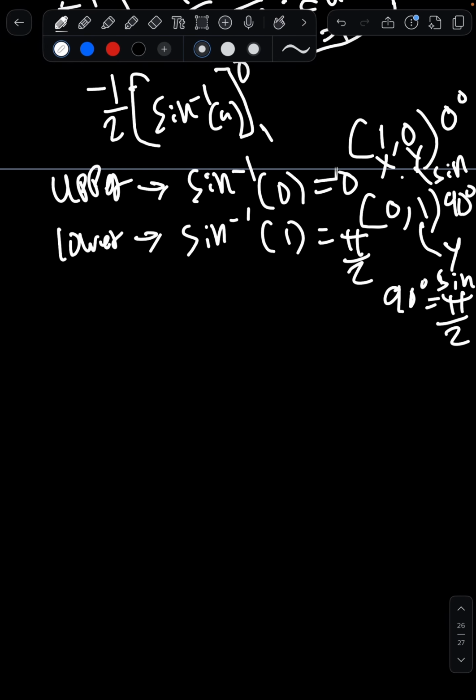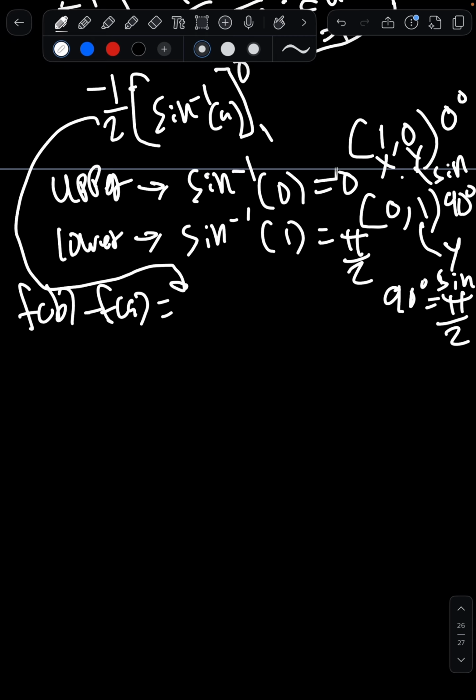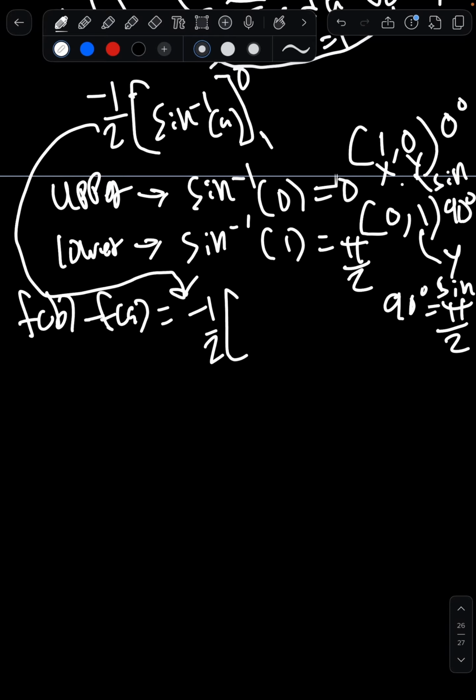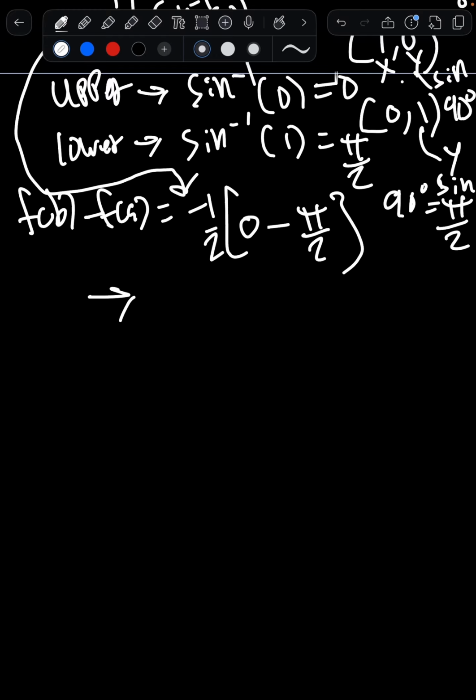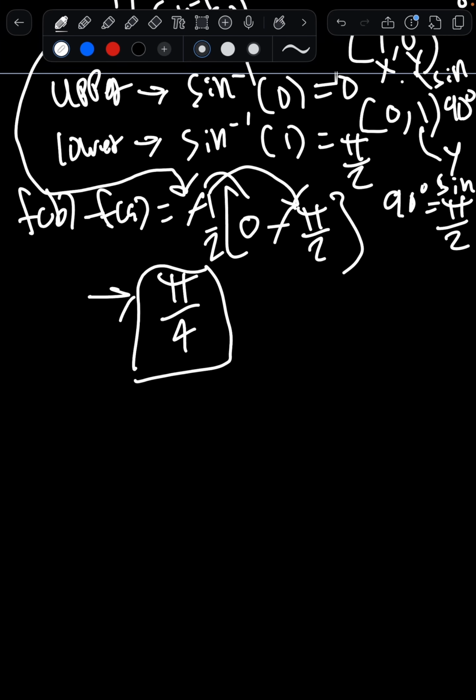Now what we need to do is apply the last step, which is f of b minus f of a equals, bring down this negative 1/2, our constant from before, times the upper bound, which we found was 0, minus the lower bound, which we found was pi over 2. Doing this, negative 1/2 times 0 we still get 0, and negative 1/2 times the negative pi over 2, the negatives will cancel, and we're left with pi over 4.